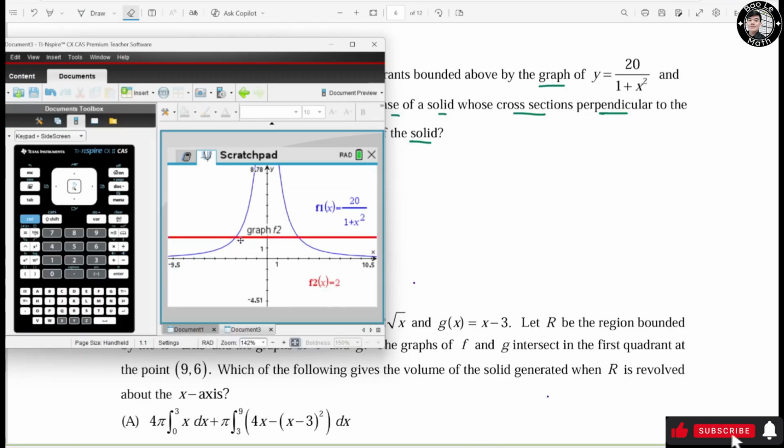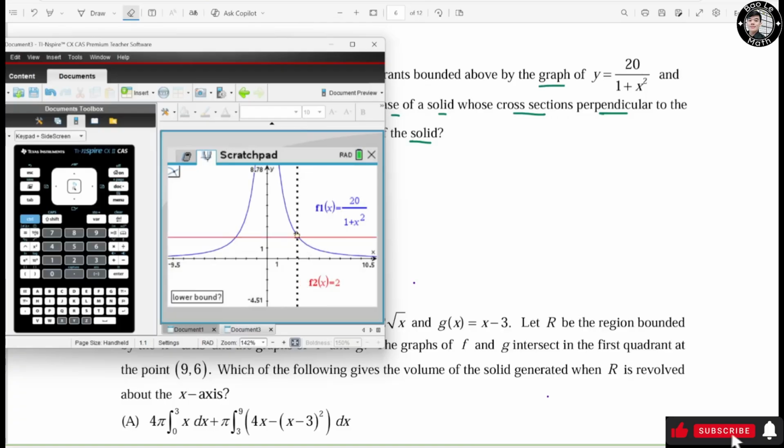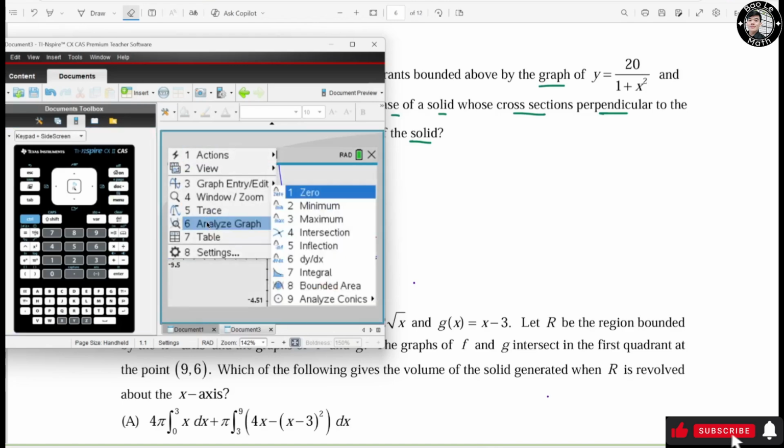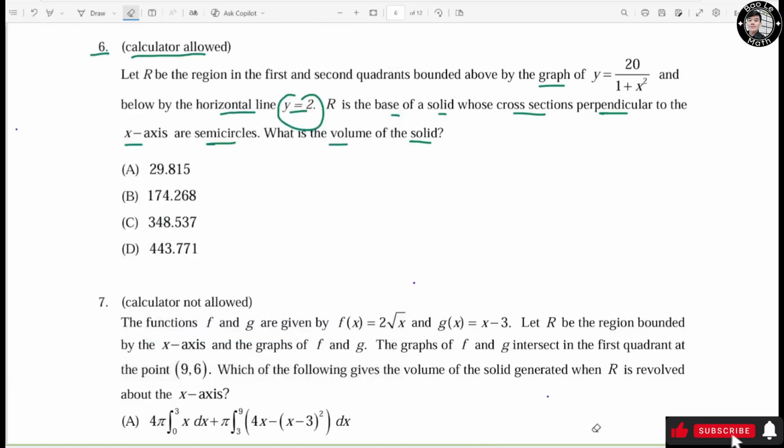Now we need to find the intersection. So we're going to hit menu, number 6, number 4. Go to the left, go to the right. It's going to be -3, right? We're going to do exactly the same thing for the second one, right? The answer is 3 right here, right? So we're going to grab this one right here.